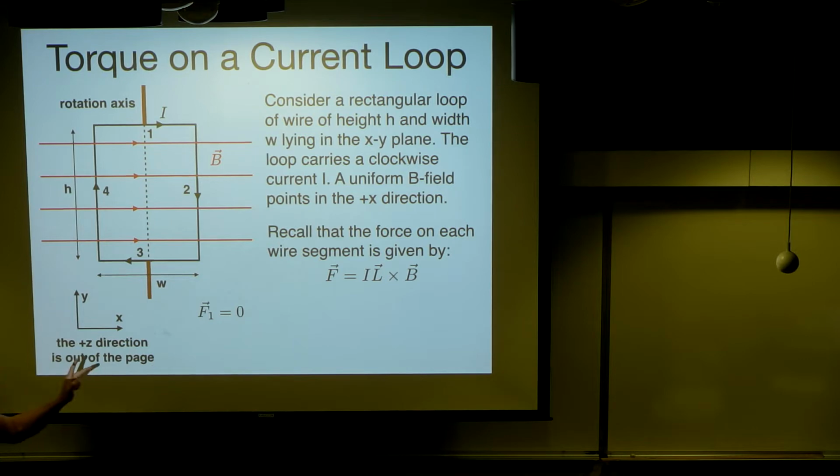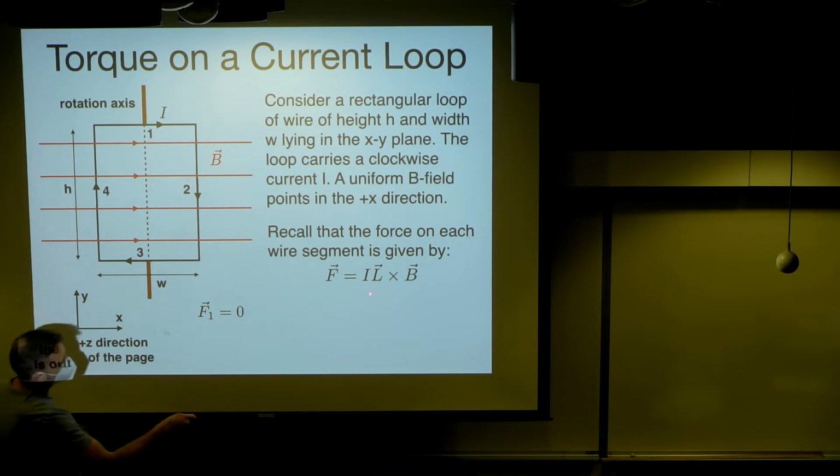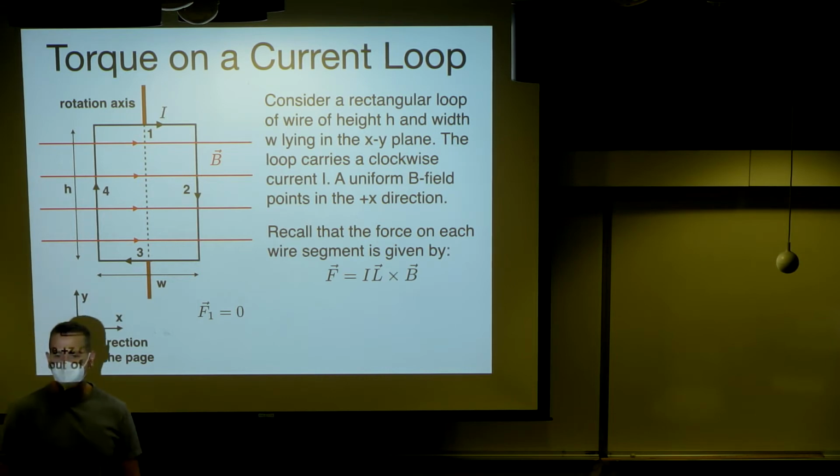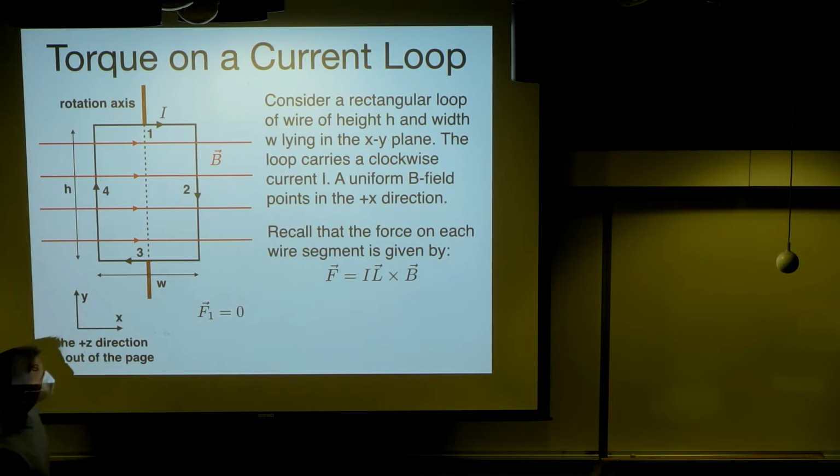So we'll deal with the magnitude in a second, but let's get the direction, right? If we just do the right-hand rule, we can figure it out. For number 2, L, our first vector, is going straight down, okay? Because L represents the direction of the current. And B is going straight to the right.